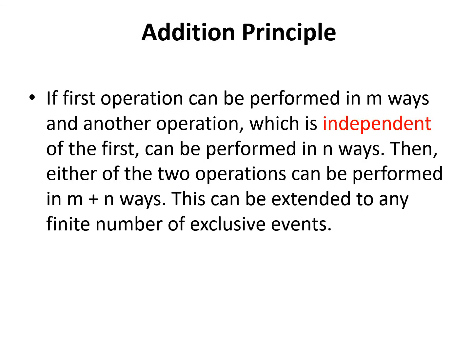Next, let us come to the addition principle. If the first operation can be performed in m ways and another operation which is independent of the first can be performed in n ways, then either of the two operations can be performed in m plus n ways. This can be extended to any finite number of exclusive events. Exclusive means they are not depending on each other.